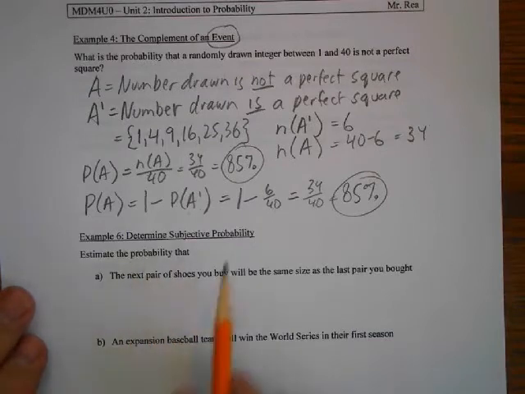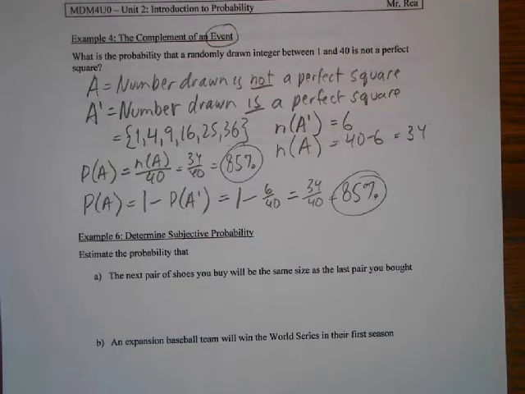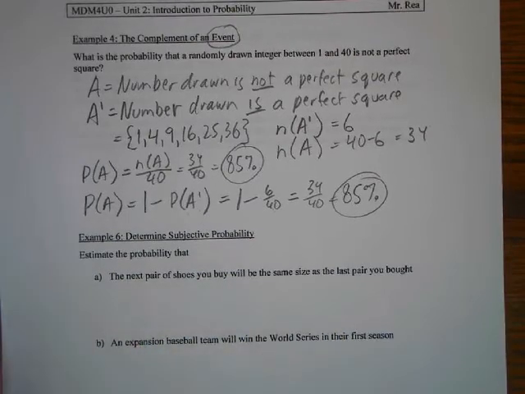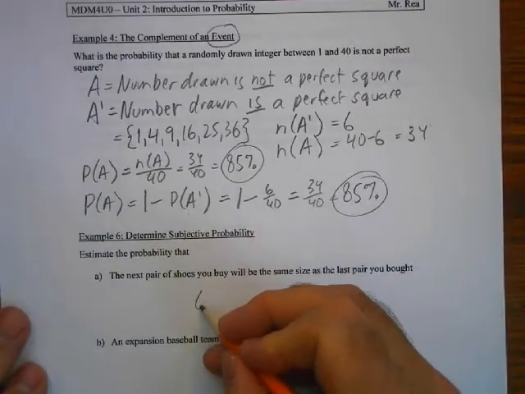Okay, subjective probability. This is the third type of probability I mentioned. This is the gut feeling about the probability of something. Probably not so much based on mathematics and experiment, just on what you think. So probability, and these numbers will be different for most people, but they should be in the same ballpark, hopefully. Now the next pair of shoes you buy will be the same as the last pair you bought. So I would say for myself, I'll put a range here. I'll say 60 to 90%.